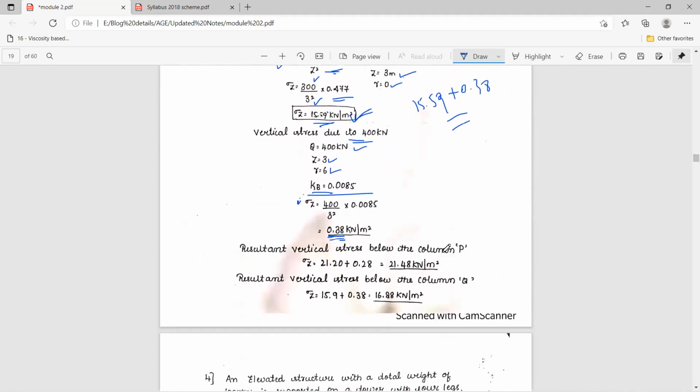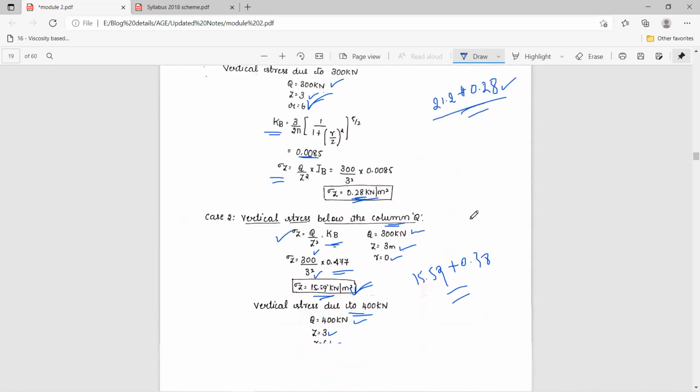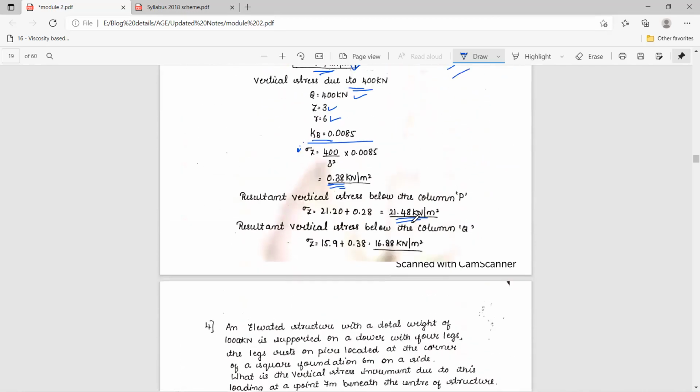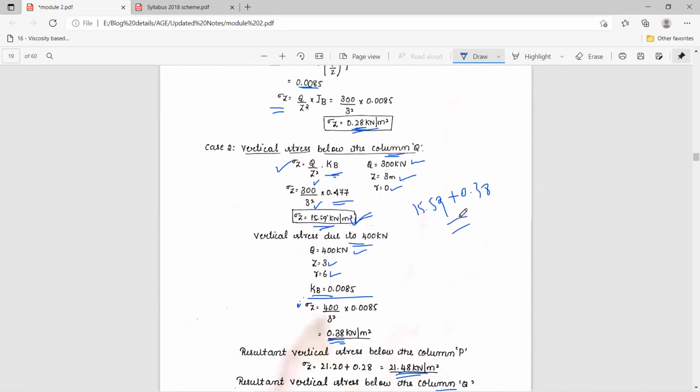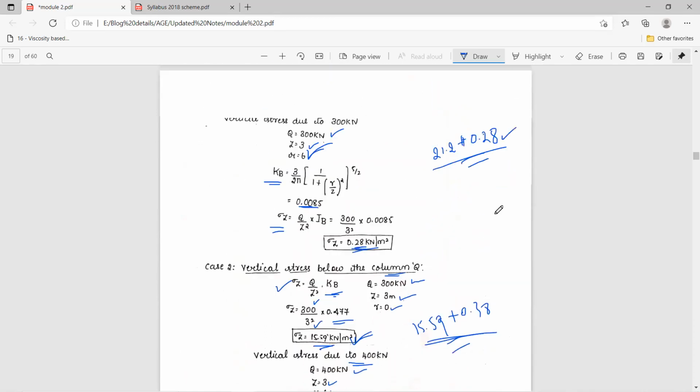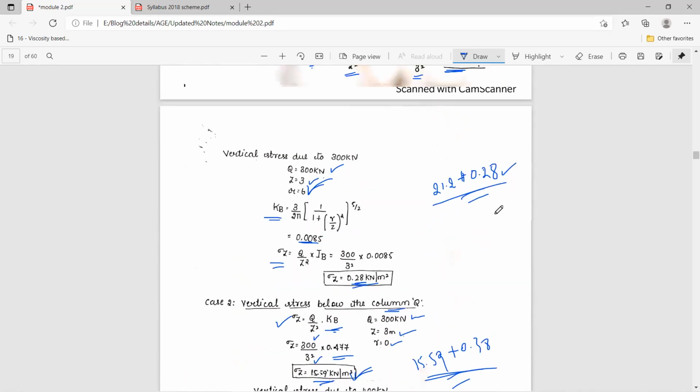Whatever I said, I calculated it. The pressure at point P, as I said, is 21.2 plus 0.28. I just did it here. Then below the column Q, the total pressure intensity is 16.28 kilonewton per meter square. That means 15.59 plus 0.38. And this is how you need to calculate stress under soil because of the applied load by using Boussinesq equations.